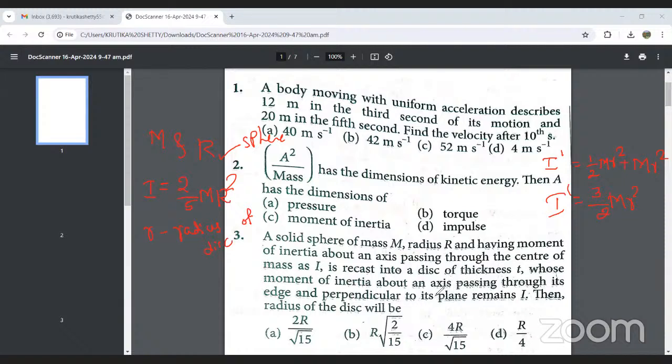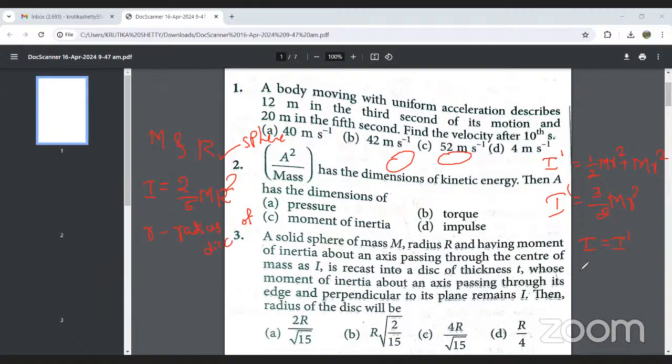But here in the question, what they are saying is, having the moment of inertia about an axis passing through the center of mass I, it is recast into a disc. Whose moment of inertia about an axis passing through its edge and perpendicular to its plane is I. So whatever your sphere is, you are converting that sphere into a disc. So both the moments of inertia will be equal, so I can write I is equal to I dash.